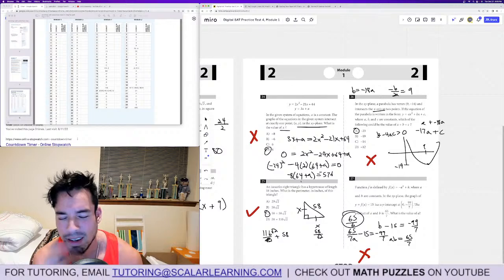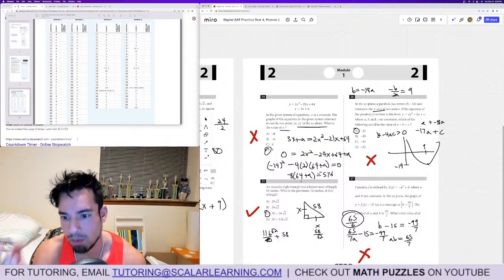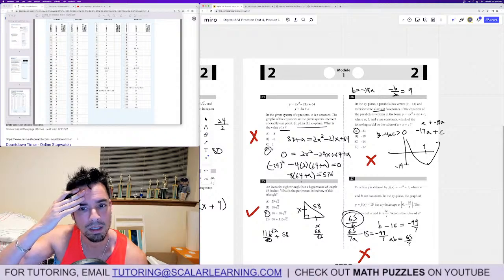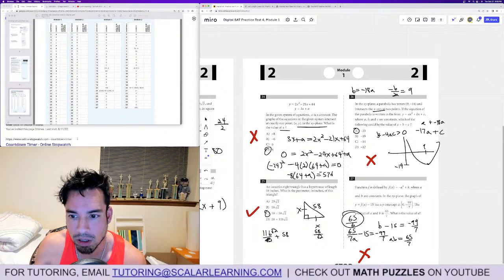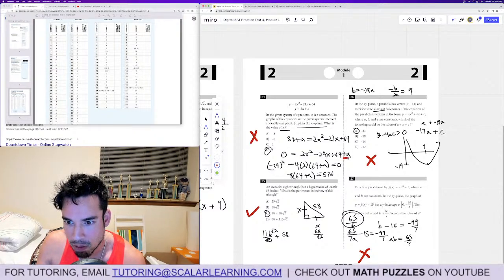So let's see, how did I get this wrong? In the given system of equations, A is a constant. The graphs of the equations intersect at exactly 1 point. What is the value of x? So I said 2x minus 21x plus 64, and then it should have been minus A. Do you see what I did here? When I subtracted A from both sides, I put plus A instead of minus A. So that was a silly mistake.